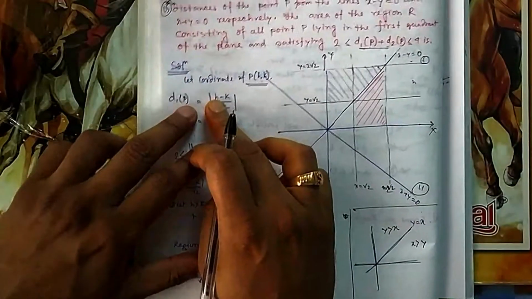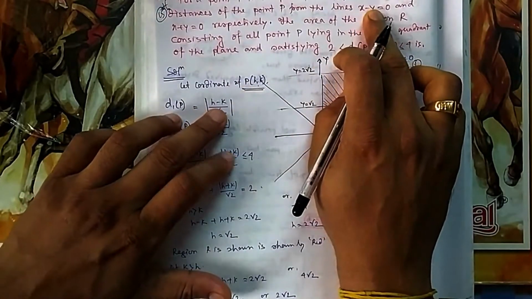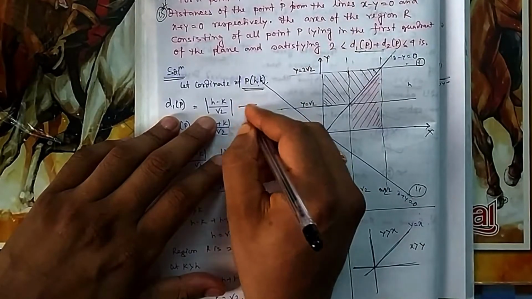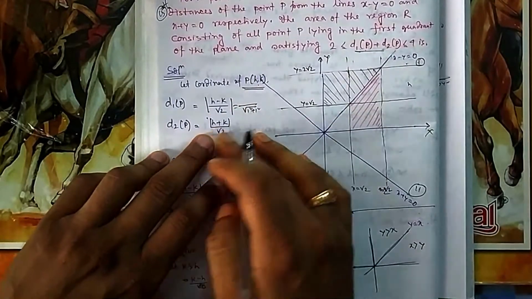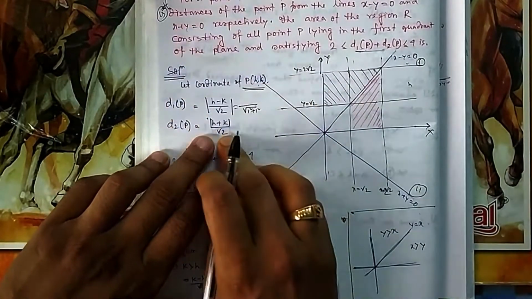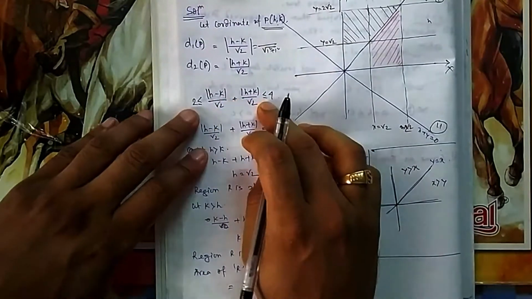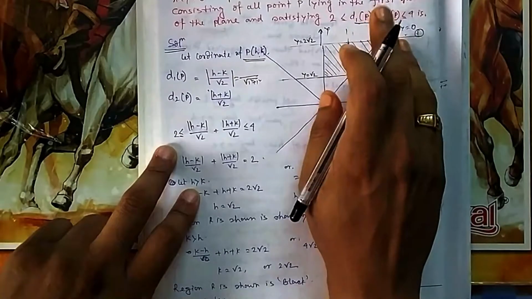The same thing I am applying here. For the point (h, k), it is h minus k, c is not there, divided by under root 1 square plus 1 square, that is root 2. Similarly d2, if I put (h, k), is h plus k divided by under root 1 square plus 1 square, that is root 2. So this is d1 plus d2. This sum should be between these two intervals. This is the given condition, so I start with this point and let us see what comes.